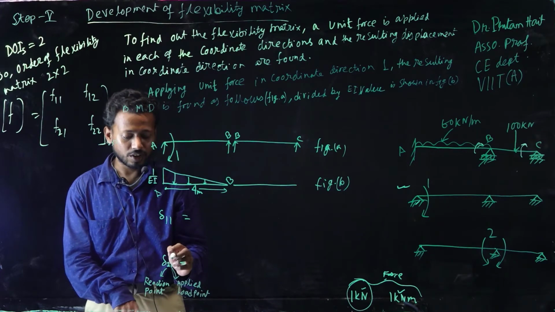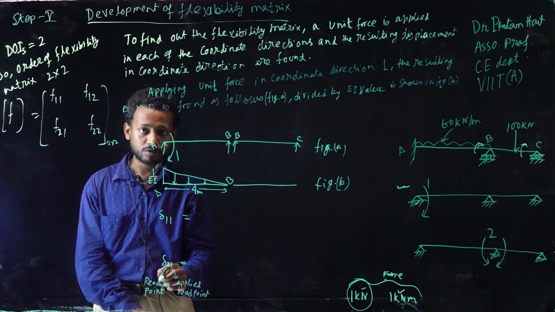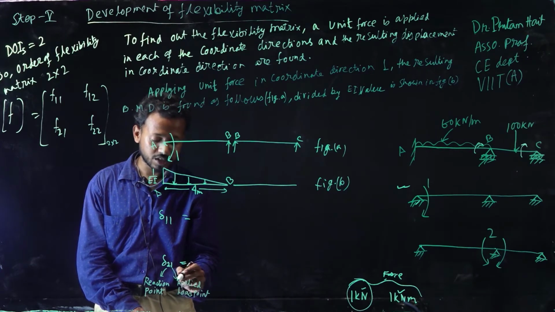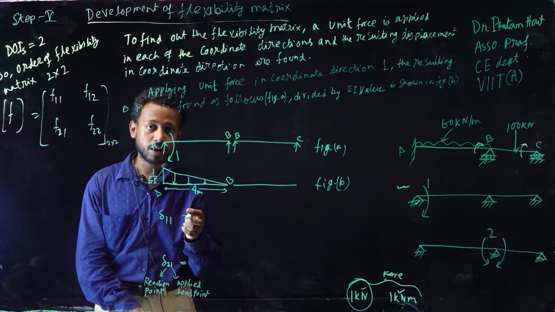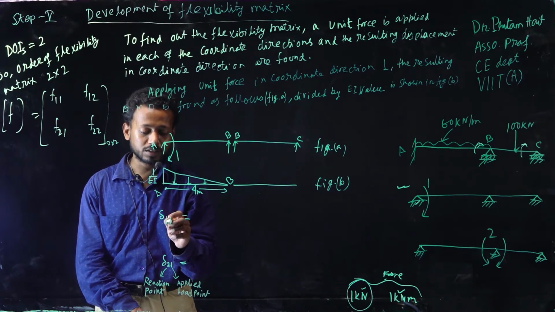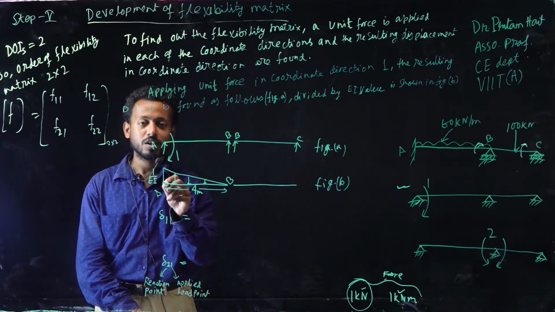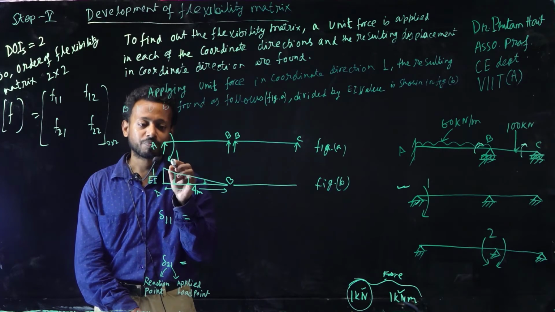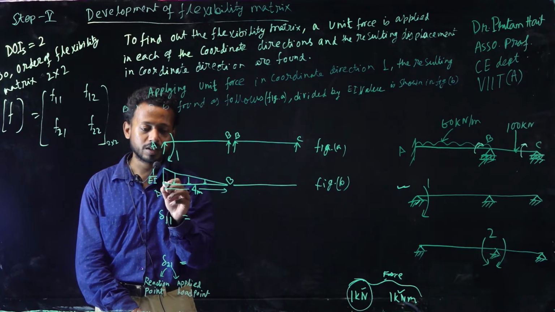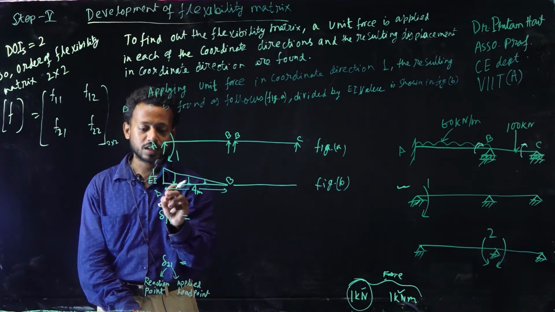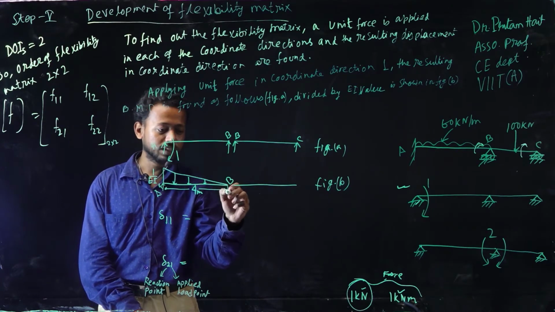Okay, always remember the first position number represents the reaction point where you are calculating the reaction or deformation, and the second position number represents the point where you applied the unit force. So delta 11 means you have applied unit force at position one and you are calculating the reaction at position one. That means here you have applied unit force and here you are calculating the reaction. So here what will be the reaction? In the first slide I have shown you how to calculate the reaction. This is RA and this will be RB.